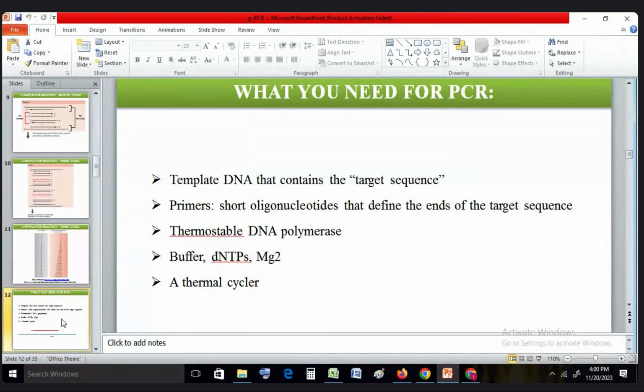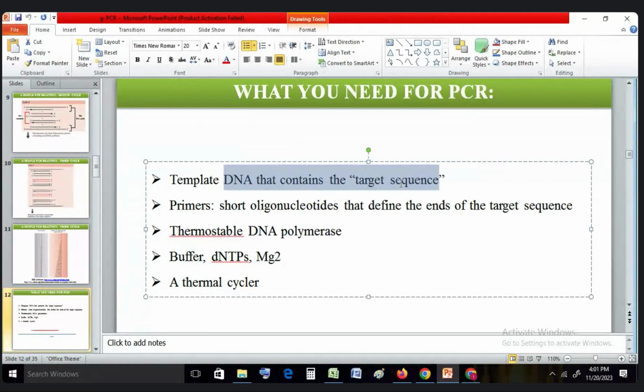Yes sir. Okay. Now see, what do you need for the PCR? What are the components that people need to do the PCR? The first thing is template DNA. Template DNA means the sample from which you want to know whether your gene is present or not. That is called the template DNA or sample DNA. This DNA should contain the target sequence which you want to amplify. Template DNA is the first thing that you require.